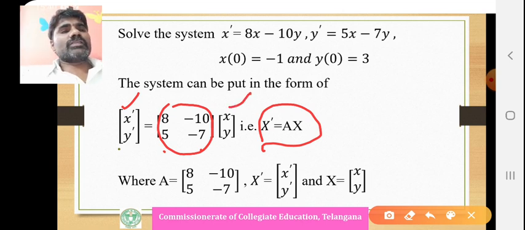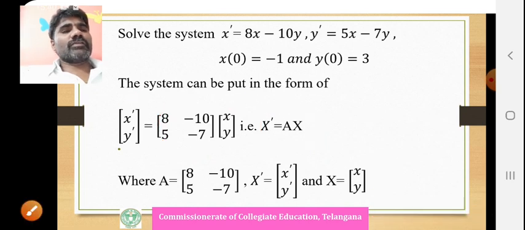The solution of this system is x. We have to find the x value. That means small x and small y, x of t and y of t, we have to find. That is the solution of this differential equation.